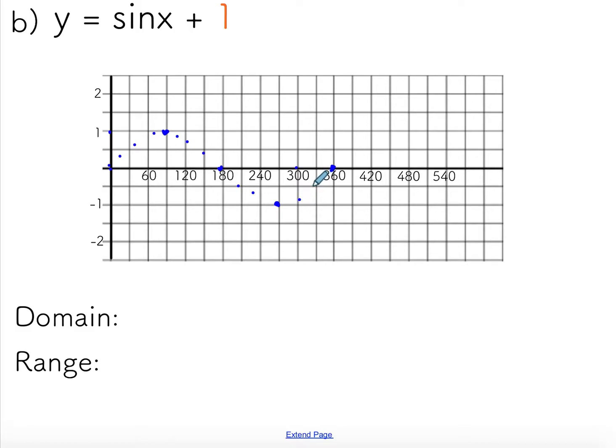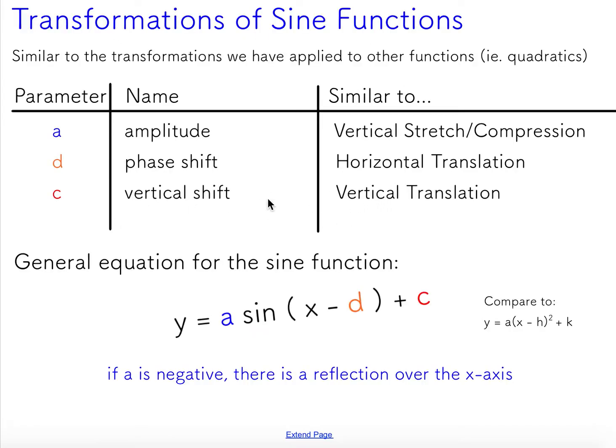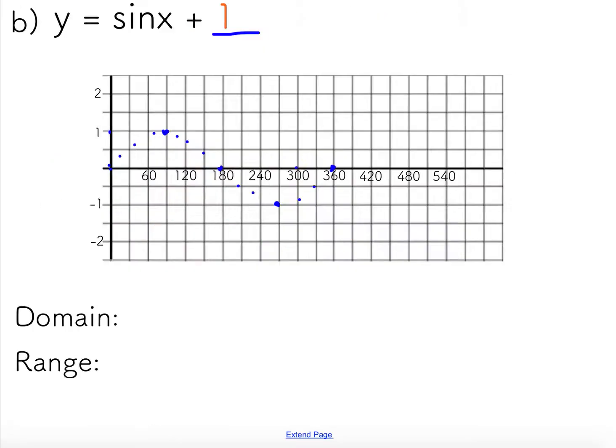So that's kind of what you're going to see. This guy here is being shifted up by 1 unit. And if you think back to our list of parameters here, that's a vertical shift, similar to the vertical translation of when we graphed parabolas. You're going to just take each point on this graph and shift it up by 1 unit.